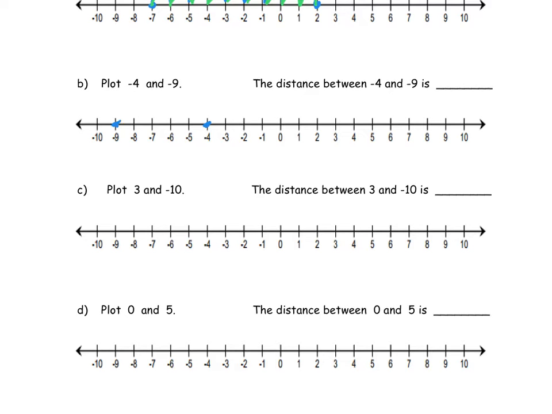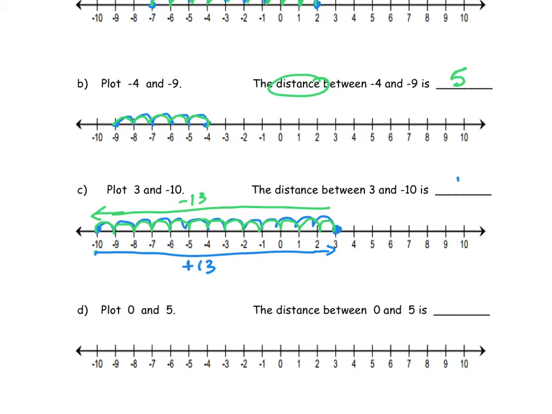Once again, if I start at negative 9 and count to negative 4, I'm counting 5 units. But if I start at negative 4 and go back to negative 9, I'm still counting 5 units. I'm just going in a different direction. But when we talk about distance, we only care about the positive value. So this is 5 units away from each other. So please try C for me, and then restart this video to check your answer.